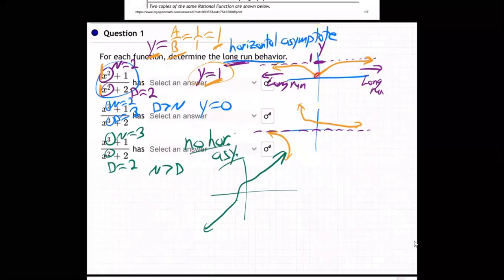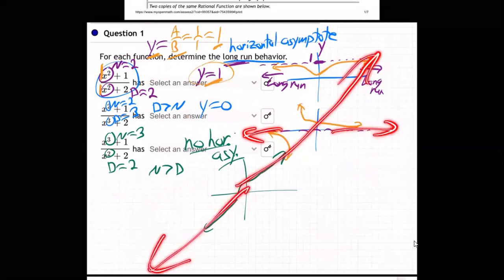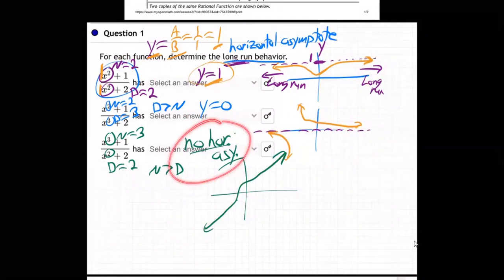Whereas the other ones do, right? This graph levels off. The first one leveled off at a height of 1. The second one levels off at a height of 0, way off to the right, way off to the left, long run to the right and the left. But this one, long run, takes off and takes off down to the right and the left. It never levels off. No horizontal asymptote.